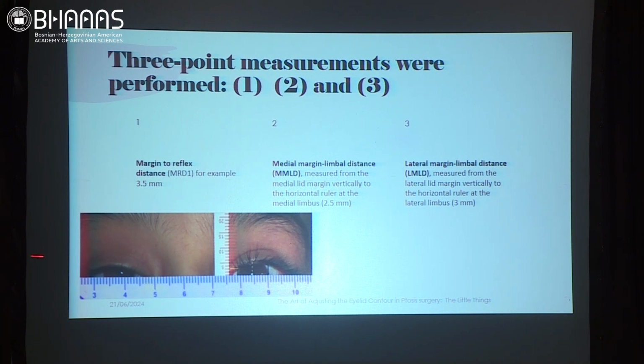You put the ruler on the center of the pupil, and then you calculate the first, most important measurement, margin reflex distance 1. The second measurement is the medial margin limbal distance, from the edge of the limbus to the medial part of the eyelid margin, and then the lateral vertical line, again from the limbus to the lateral part of the lid margin. And these are measurements X, Y, and epsilon.